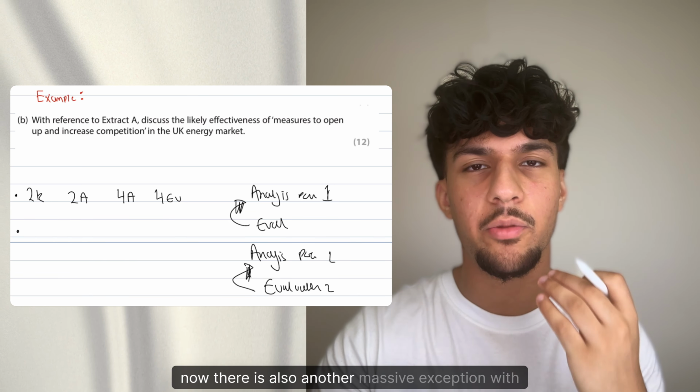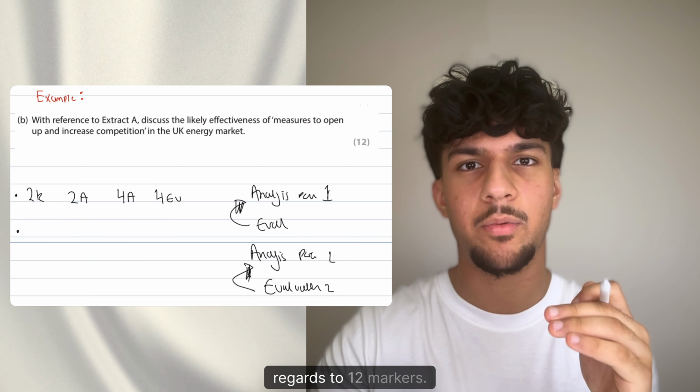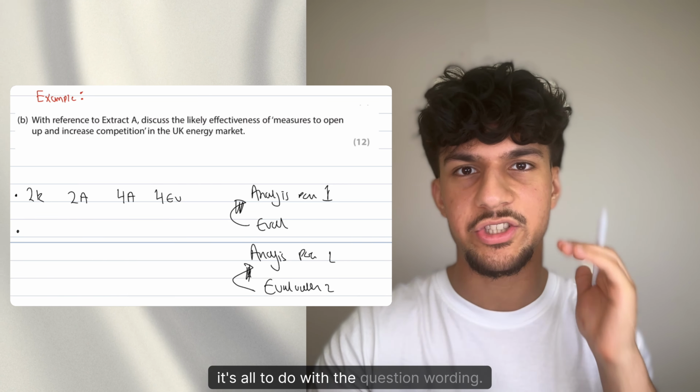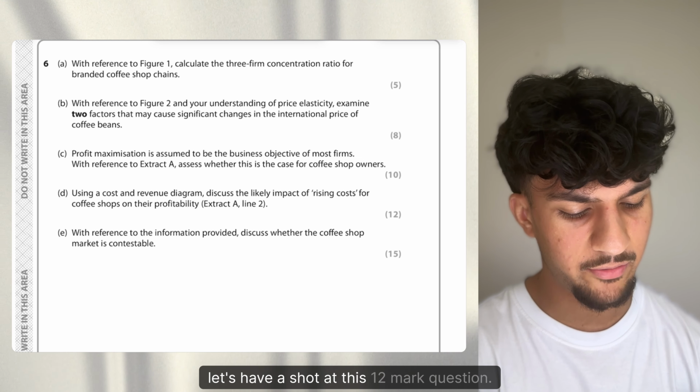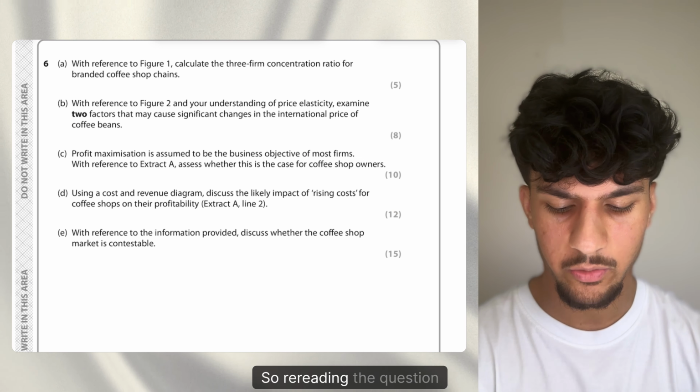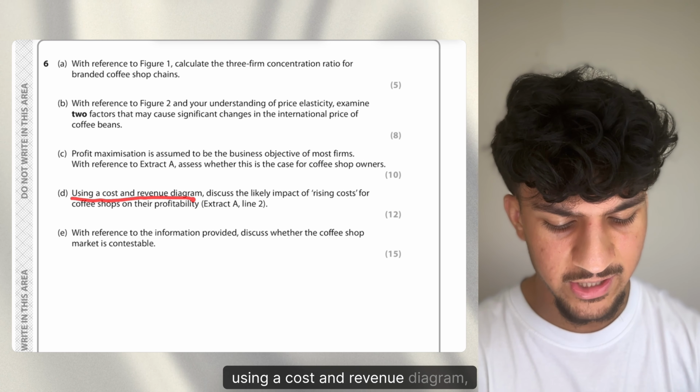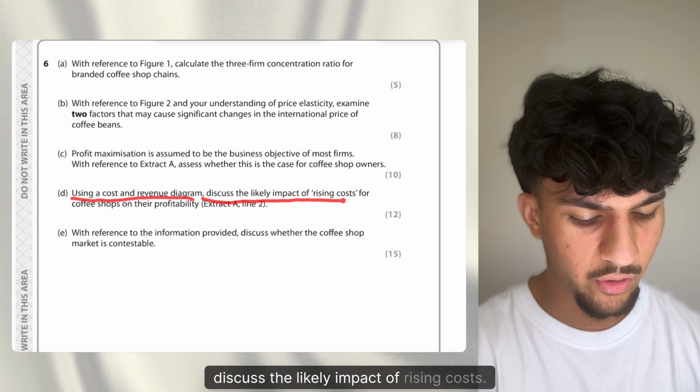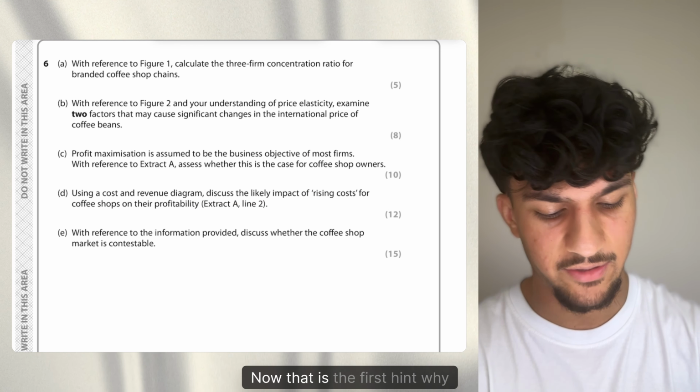Now, there is also another massive exception with regards to 12 markers, and it's all to do with the question wording. Let's have a shot at this 12 mark question. So, rereading the question, using a cost and revenue diagram, discuss the likely impact of rising costs. Now, that is the first hint.